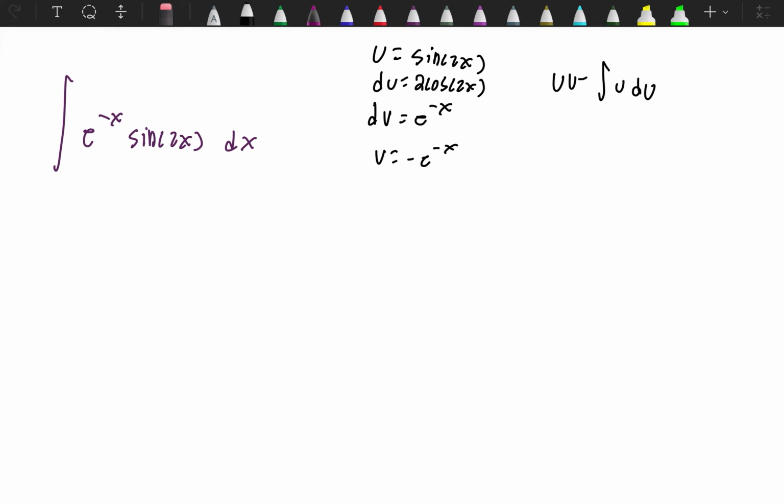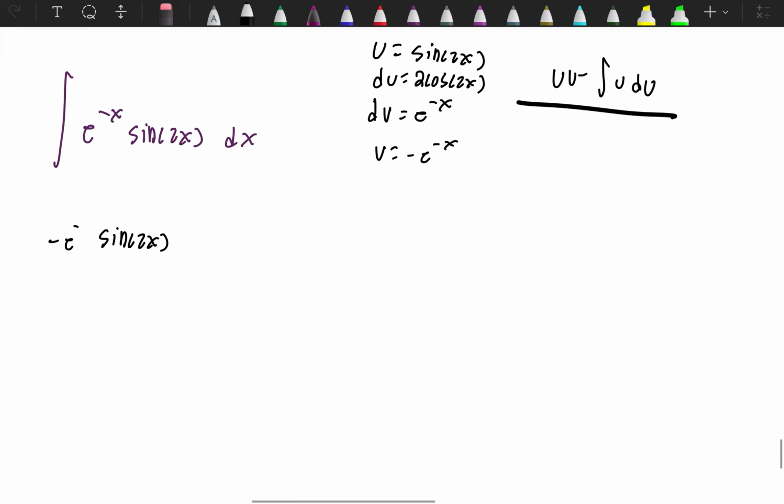Oh my god, I remember by memory this time. And essentially we're just going to do this, right? Doesn't look that hard. U is sine of 2x. V is negative e to the negative x. I messed up. I'm sorry. I was looking at the other one. But essentially, your u is sine of 2x. And then your v is negative e to the negative x.